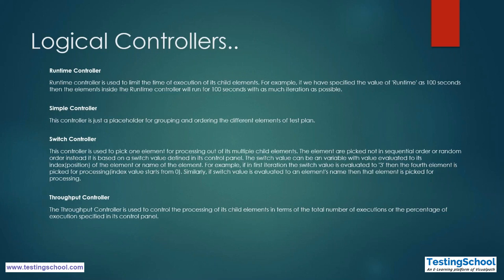For example, if we have specified the value of runtime as 100 seconds, then the elements inside the runtime controller will run for just 100 seconds. So whatever is mentioned at the thread group level, whatever the time or the number of iterations mentioned in the thread group, it will not make an impact inside the runtime controller. It will only be executed for as much time as has been mentioned in the controller section.